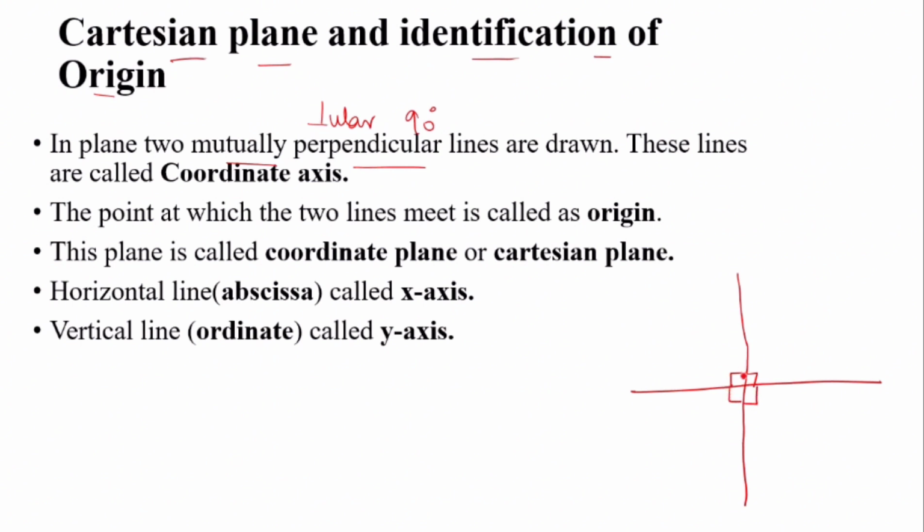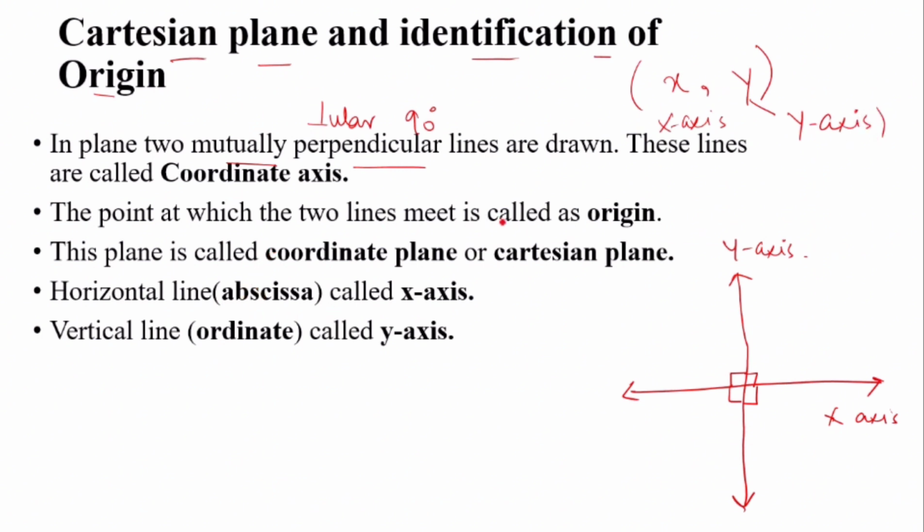So these lines are called coordinate axes. These two lines are the coordinate axes. This is our x-axis and this is my y-axis. Now I was saying in the ordered pair this is x and this is y. Now you know what this x is. This is the x coordinate, along the x-axis, and this is the y coordinate, along the y-axis.